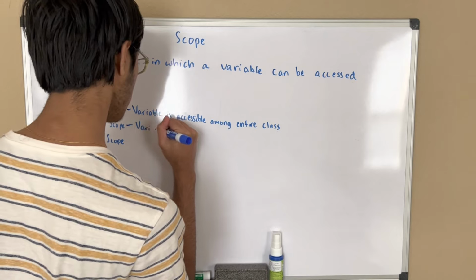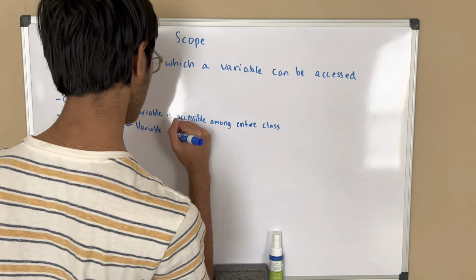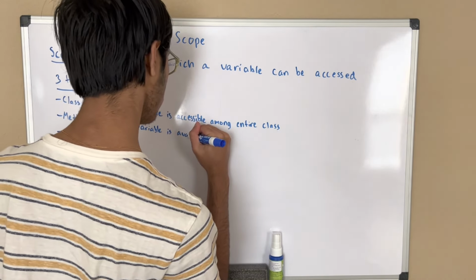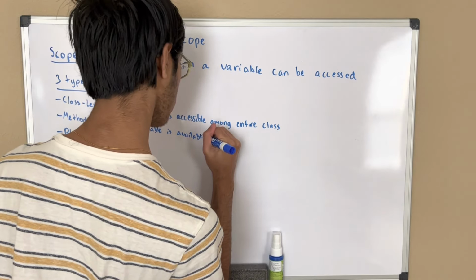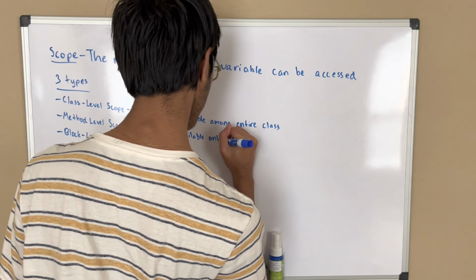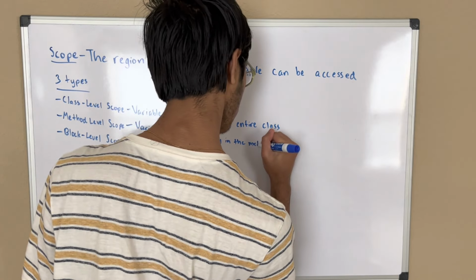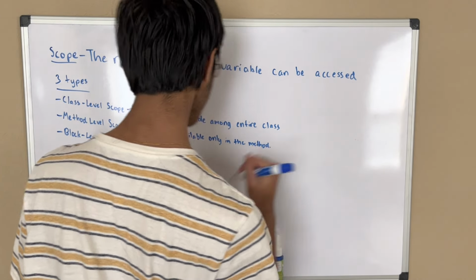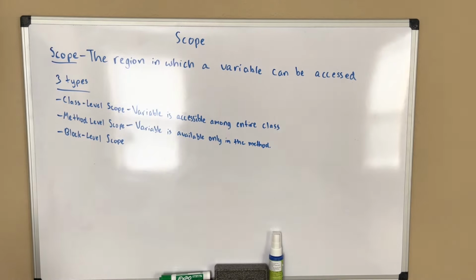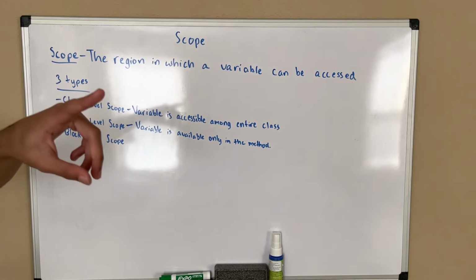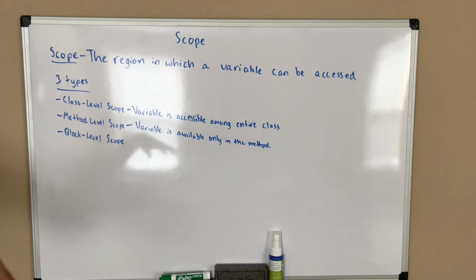Method level scope, same thing. You should probably be able to interpret the definition by now. Only in the method. A catch to method level scope is that the parameters you pass into a method, so you have your method signature, and then you have your parameters, like let's say int x, int y. Those parameters are only available inside the method. You can't use them anywhere else. You can only use them in that method.